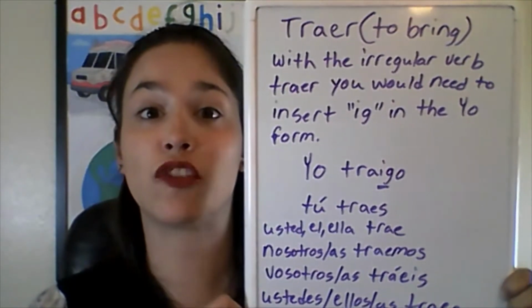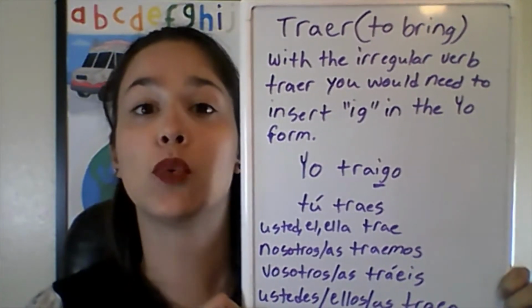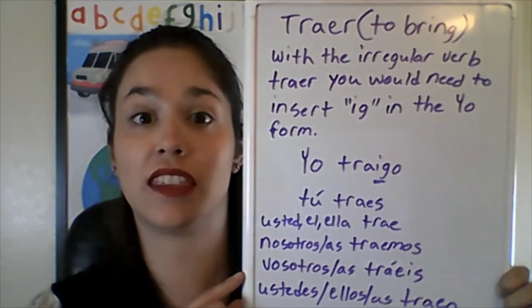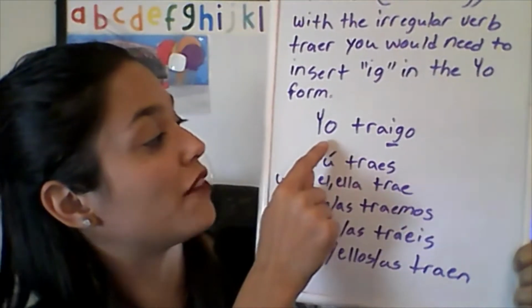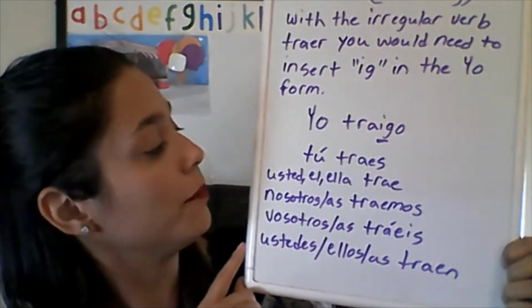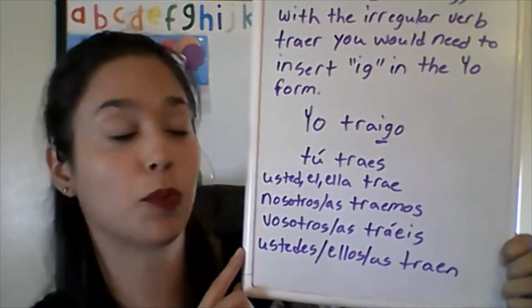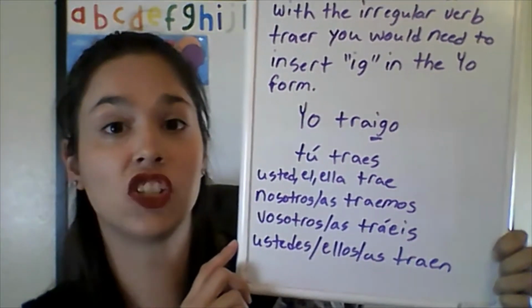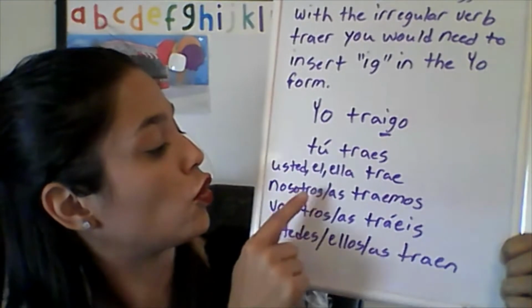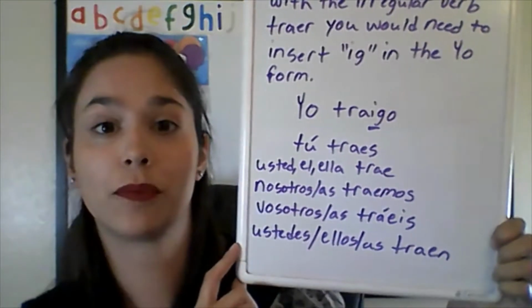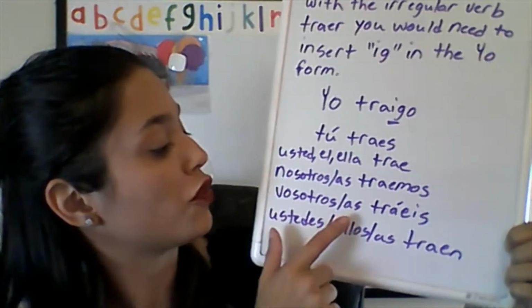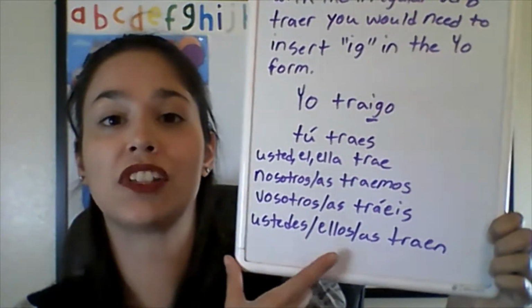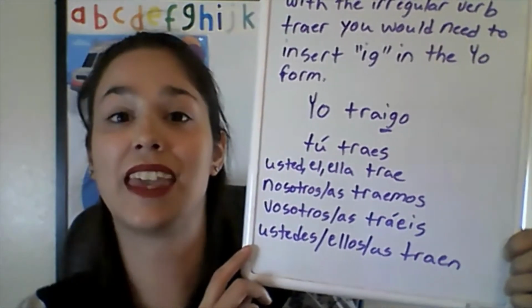So with the irregular verb traer, which means to bring, you would insert an I-G in the yo form. Let's take a look at how you conjugate this verb. So we have yo traigo, I bring, tú traes, you bring, usted, él, ella trae, he, she brings, nosotros, nosotras traemos, we bring, vosotros, vosotras traéis, and finally, ustedes, ellos, ellas traen, they bring.